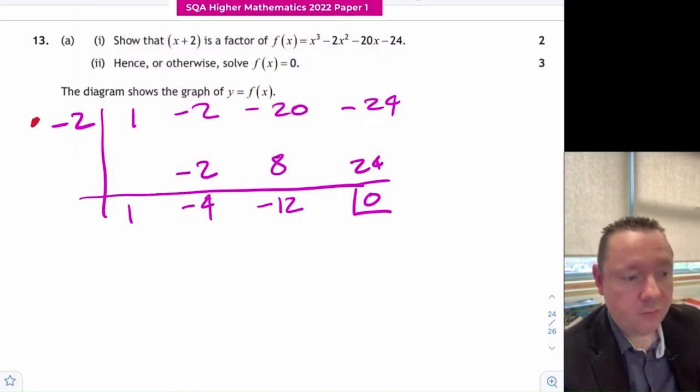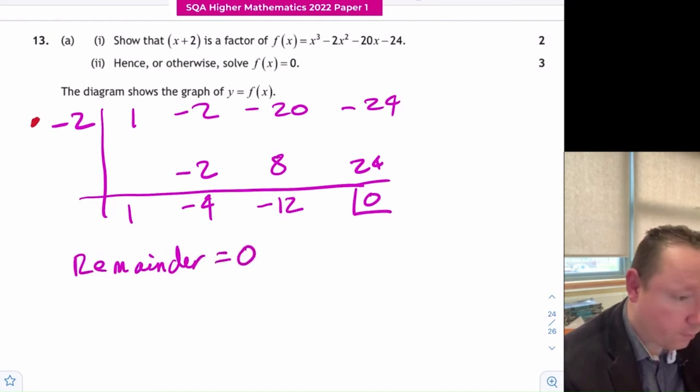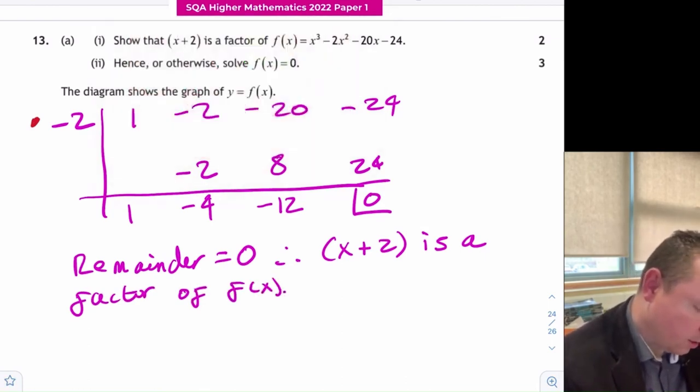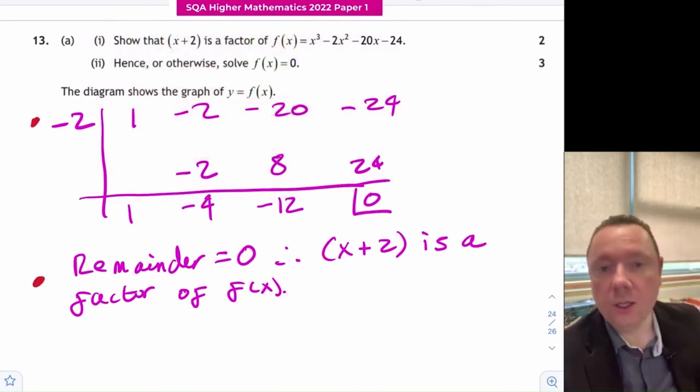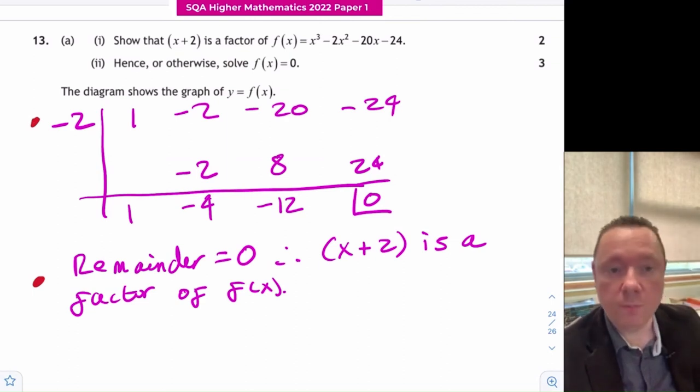So we need to complete the division and interpret the result. So we've completed the division, but we're not actually saying anything. We now need to say that since the remainder equals 0, therefore x plus 2 is a factor of f of x. And that gives us our second mark there for completing the division and also making our statement.